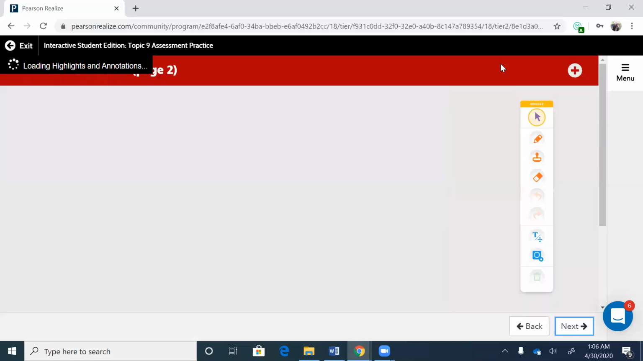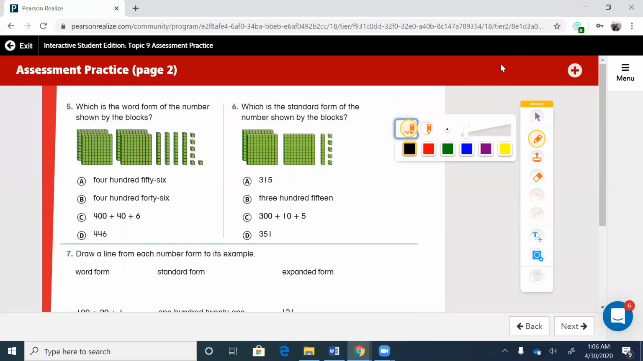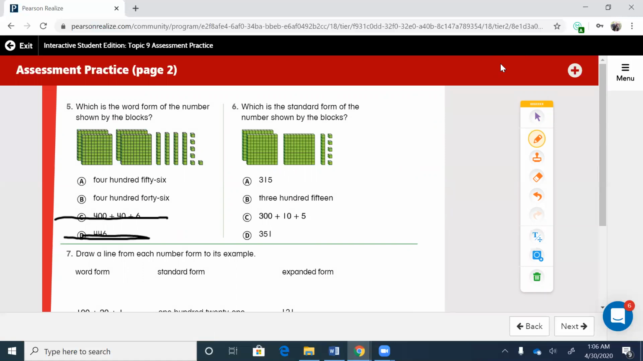We're going to keep on practicing. Number 5, which is the word form of the number shown by the blocks? Well, let's go ahead and cross out the ones that are not in word form. This is expanded form, and D is standard form, so it can't be those. So now let's look at the number and do it ourselves. Let's start with the hundreds.